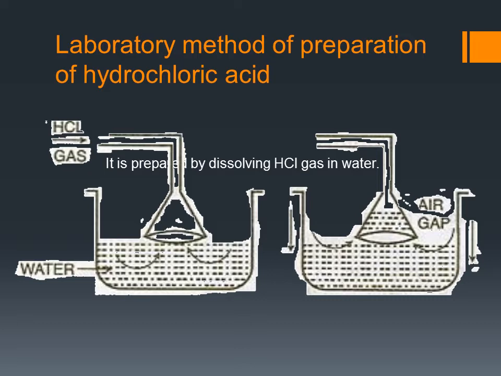Back suction occurs and in turn the level outside the funnel falls, creating an air gap between the rim of the funnel and the surface of water. The pressure outside and inside then becomes equal and the water which had risen in the funnel falls down again. This process continues till the water in the trough is saturated with hydrogen chloride gas, resulting in the formation of hydrochloric acid.